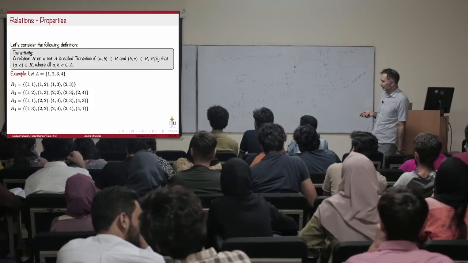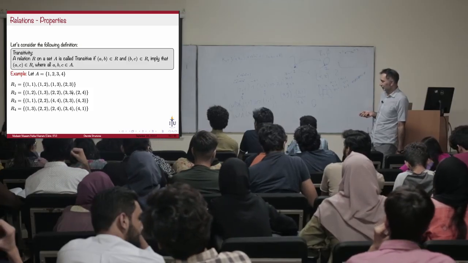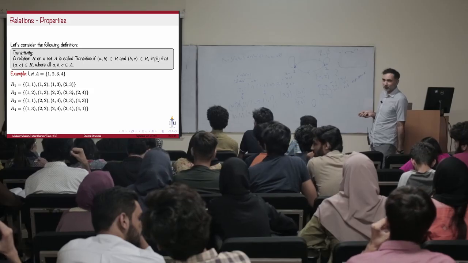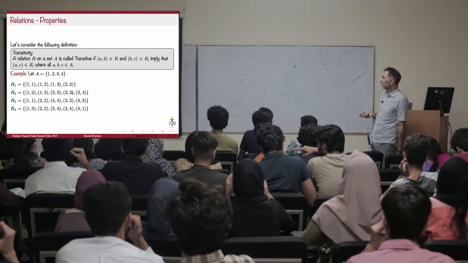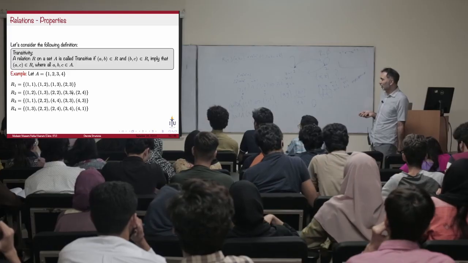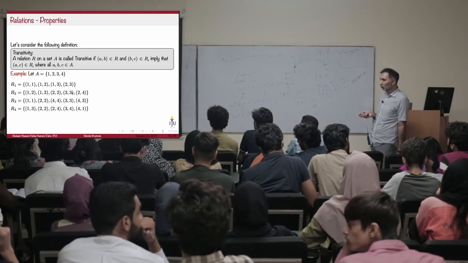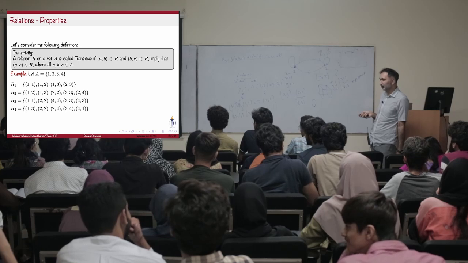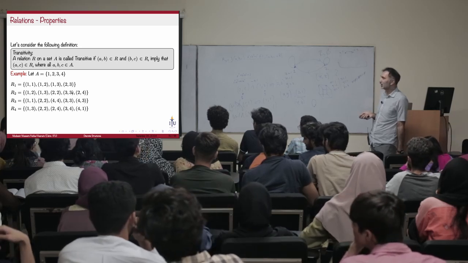Yes. Perfect. Awesome. Cool. If you take x to be 3, y to be 4, and z to be 1, you have 3, 4, 4, 1, but you don't have 3, 1. Okay, so this is not transitive.